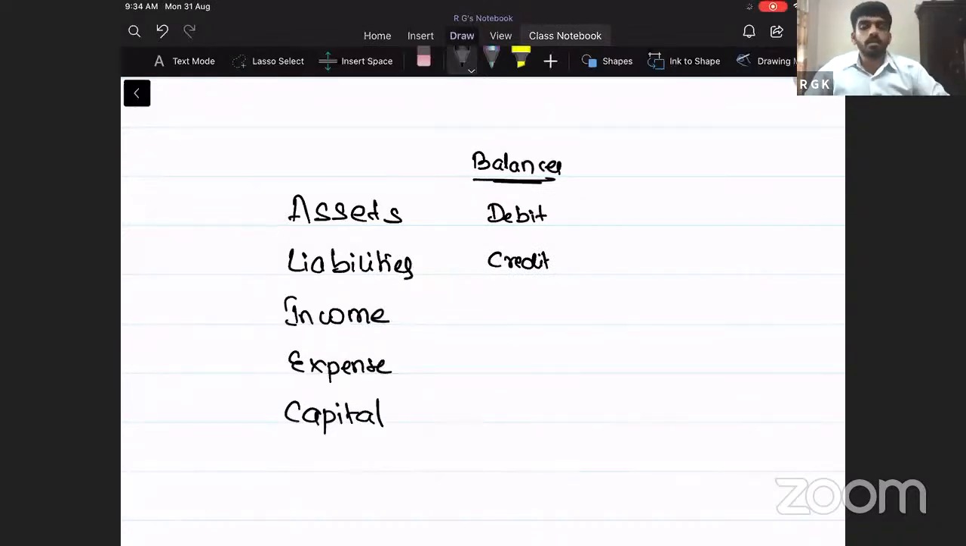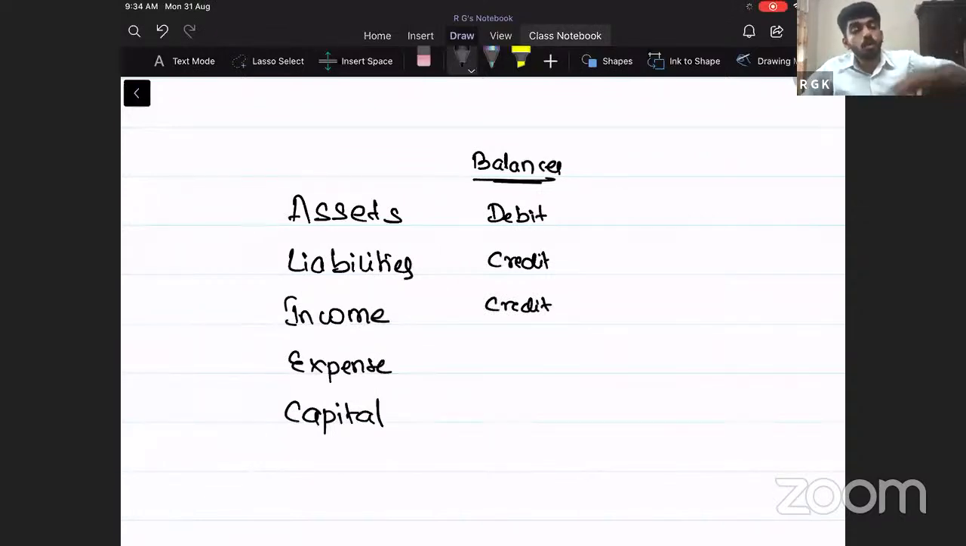Next one, income, which is earned by the business. Income, when it is earned, is always called credit balance. So I repeat, income which is earned will always have credit balance.